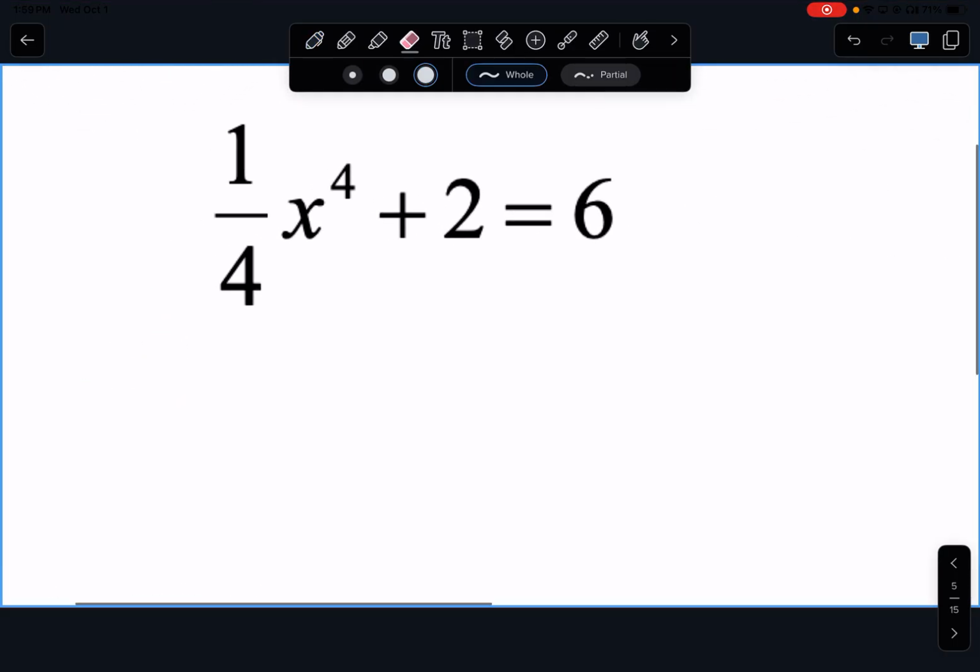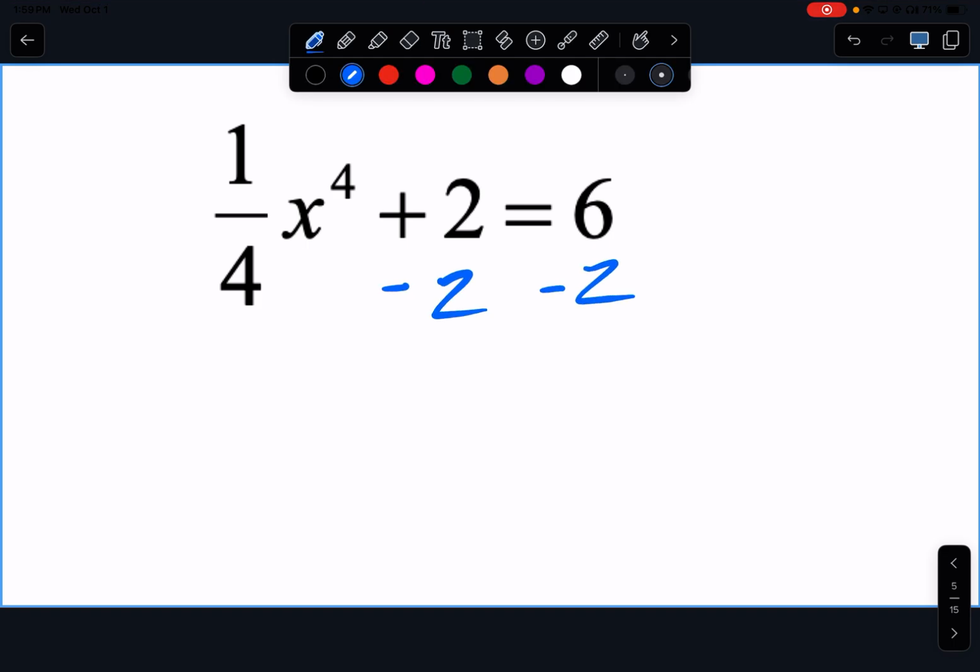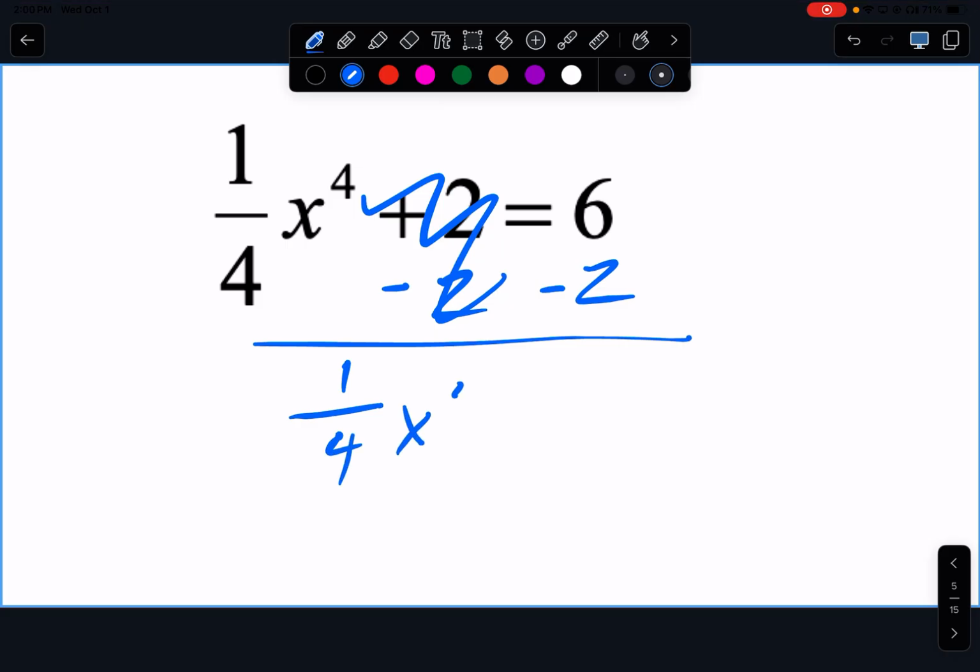Minus 2. Yeah, we're going to subtract 2. Minus 2, minus 2. The 2's cancel out. I've got 1/4 x to the 4th equals 4.